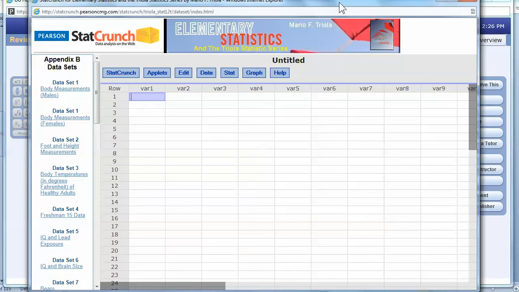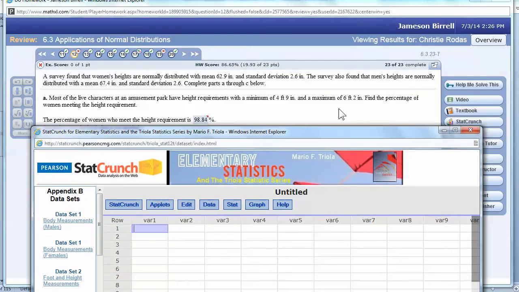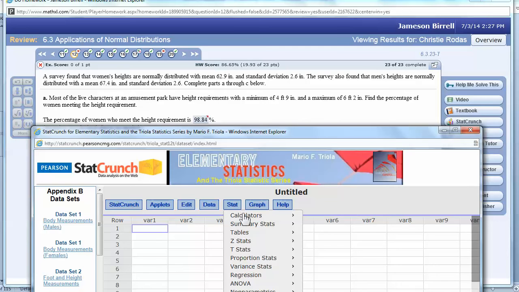If I had that right, let me just double check. Right. Okay. And so again, make sure that we're talking about the right distribution. This is women, okay, and women's heights. So we're going to use a distribution from the women's heights. Choose Stat, pick Calculators, choose the Normal calculator.